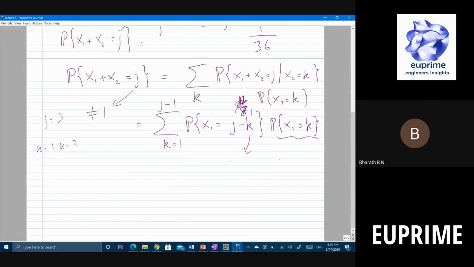So if j is less than or equal to 6, this will be k equal to 1 to j minus 1. If j is greater than 6, k equal to 1 to 6. This is what you have to get. Do you agree? Yes, sir. Is that correct?